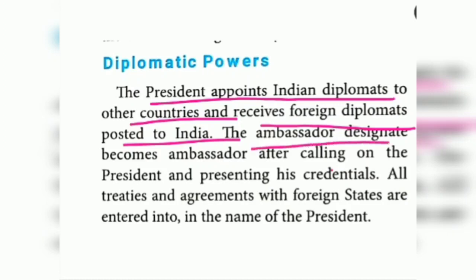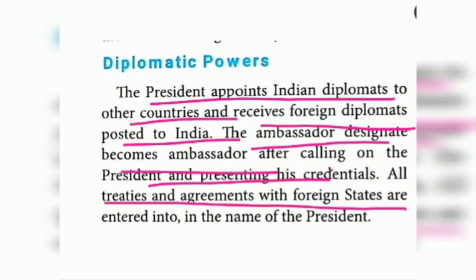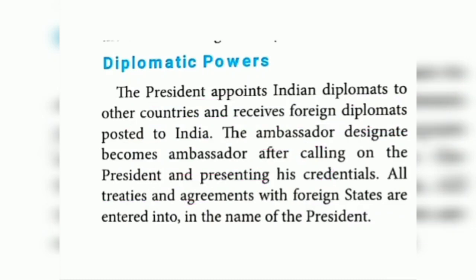The ambassador becomes an ambassador after calling on the president and presenting his credentials. What is meant by credentials? Qualifications. All the treaties and agreements with foreign states are entered into by India in the name of the president. So everything will be in the name of the president only. So that is the diplomatic powers of the president.